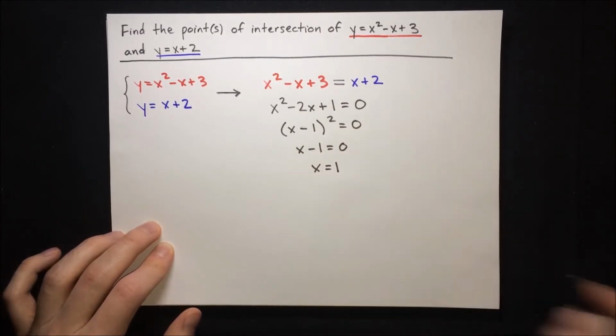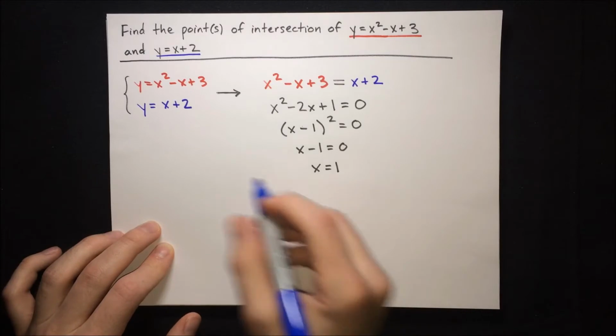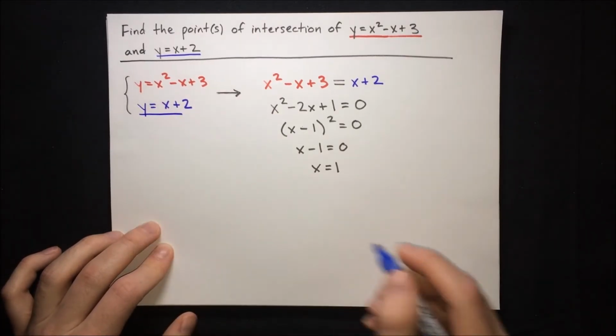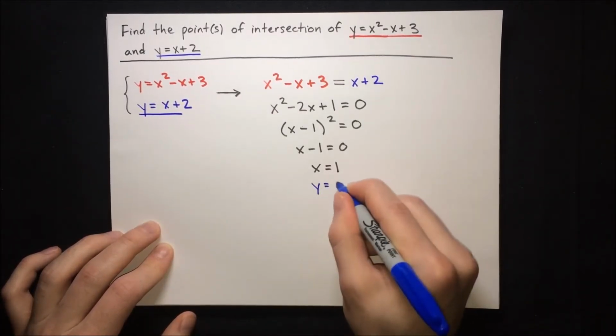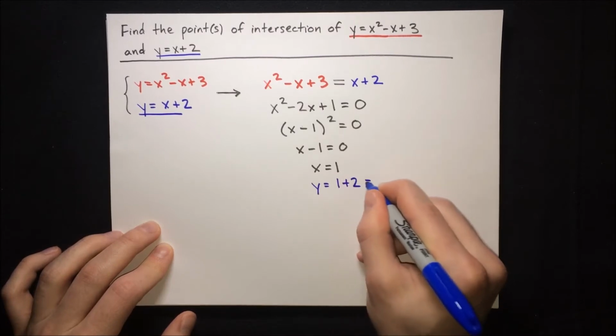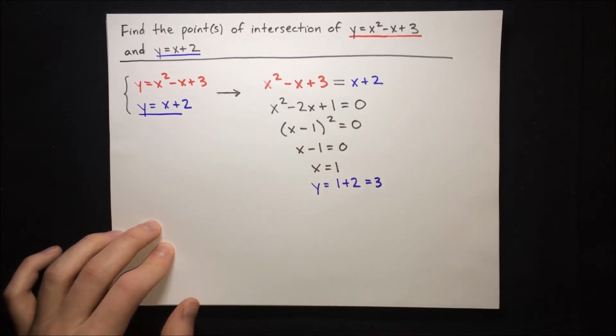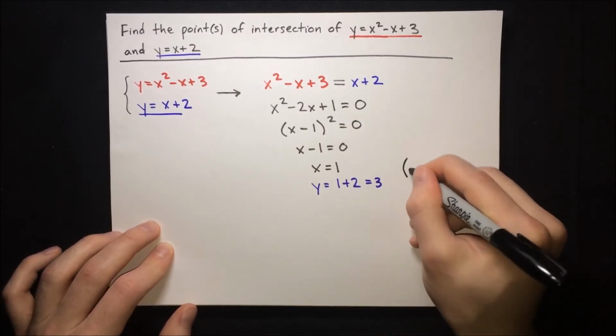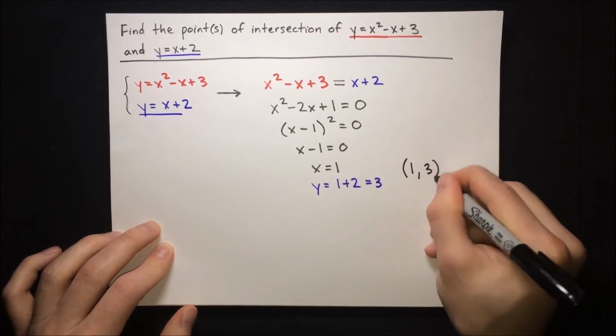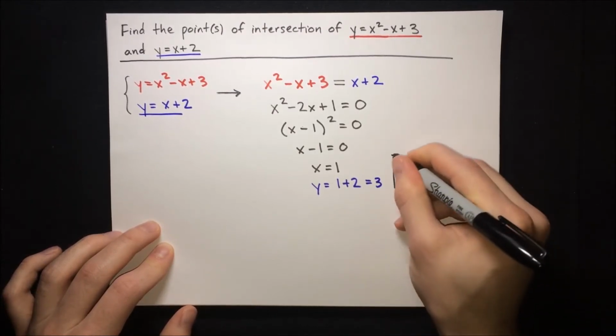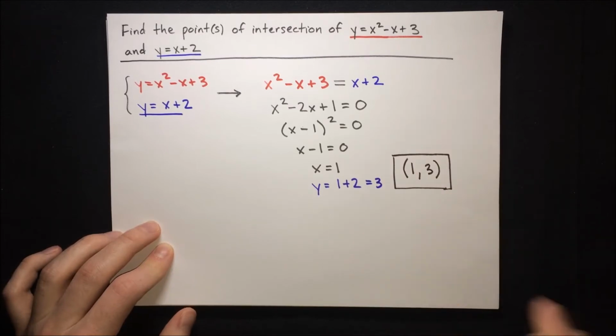And then we need to find the y-coordinate also, so we can substitute that back into this equation. So y equals 1 plus 2 equals 3. So the point of solution here is (1, 3). And this is the point of intersection of the two curves.